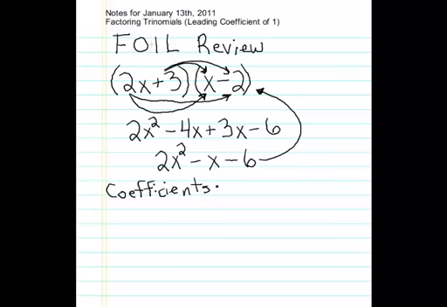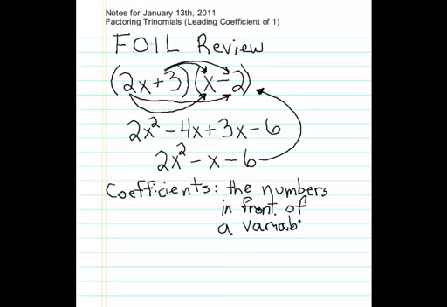Coefficients are the numbers that are in front of a variable. Okay. In front of a variable. Okay. So coefficients are the numbers in front of the variable.